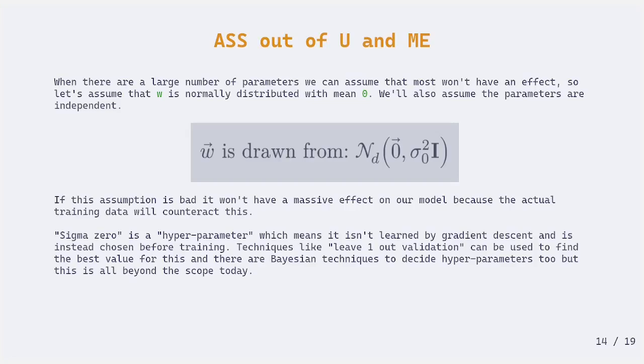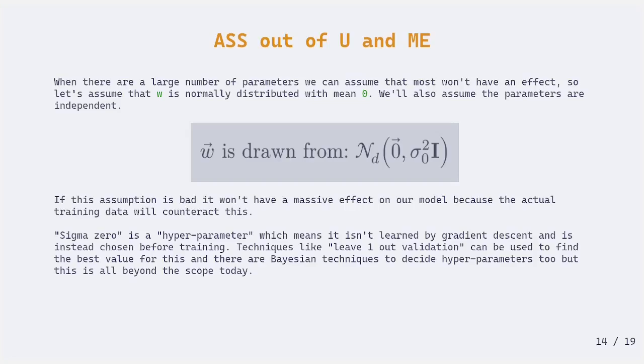And there's a bunch of different ways you can figure out what the right value for this should be. There's leave one out validation, but there's also Bayesian techniques. But this is unfortunately beyond our scope, and we're packing all this together into one big high dimensional distribution that is our distribution over parameters.